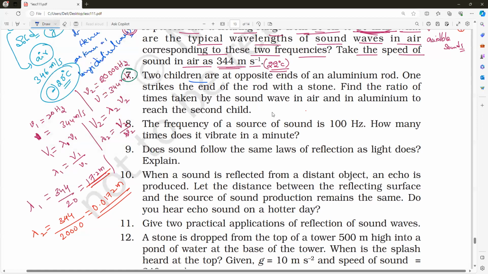Two children are at opposite ends of an aluminium rod. One strikes the end of the rod with a stone. Find the ratio of time taken by the sound wave in air and in aluminium to reach the second child.